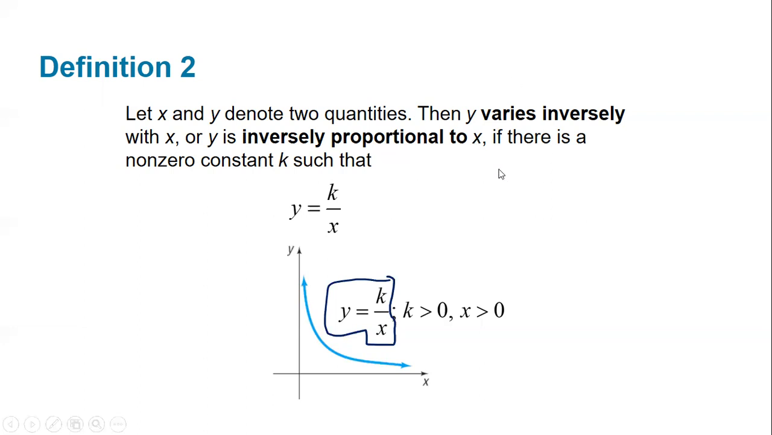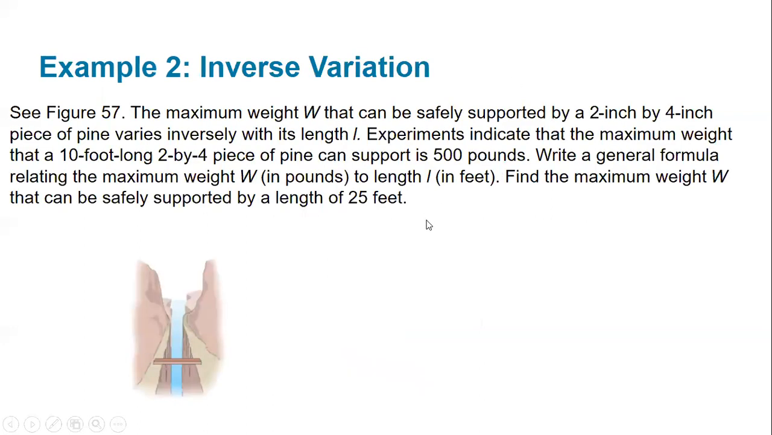Ready? Ready or not, here we go. All right, so this is an example. Look at the figure right here. You have two cliffs and you're connecting the cliffs with a bridge to try to walk across. It says the maximum weight W that can be safely supported by a 2-inch by 4-inch piece of pine varies inversely with its length L.